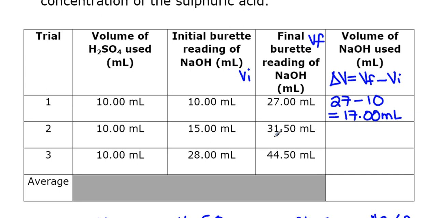It was performed again. The final reading ended up being 31.5, but it started at 15. So 31.5 minus 15, we get 16.50 milliliters. Then we have to do the same thing for the third trial. We need that volume. Final minus initial.